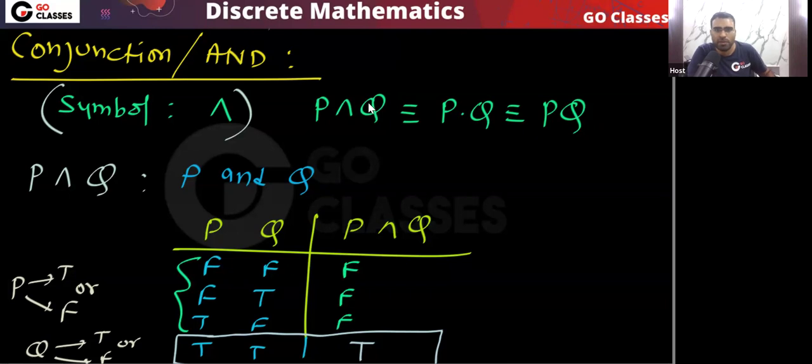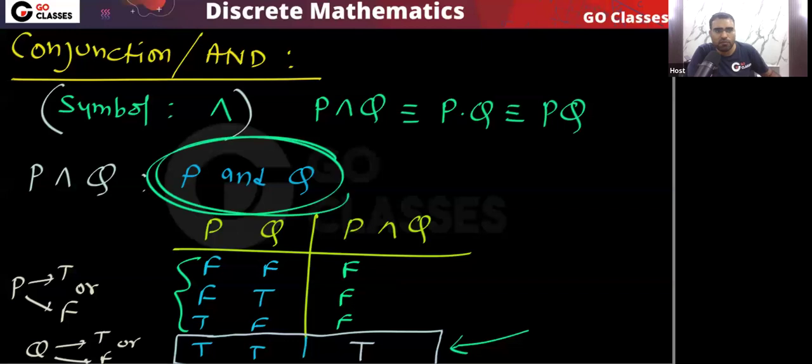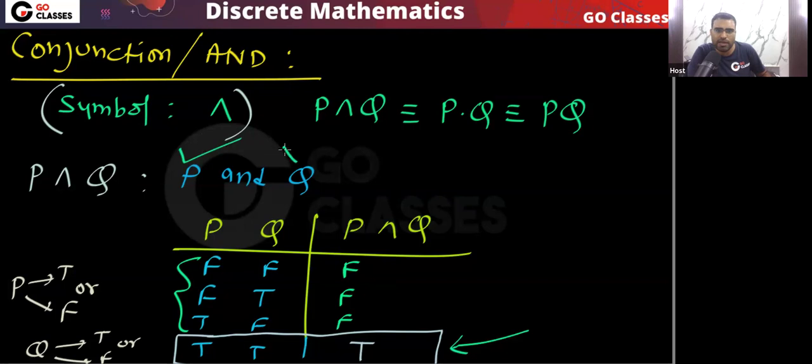Okay, so very simple point. I hope this point is clear. This is the only situation where P and Q is true. P and Q is true if and only if both are true. Means P and Q is true only in the situation when P and Q both are true. Very simple. So this is our conjunction operation. I hope this point is clear.